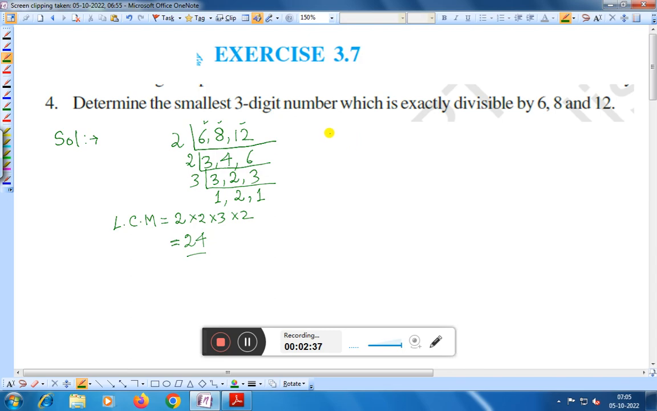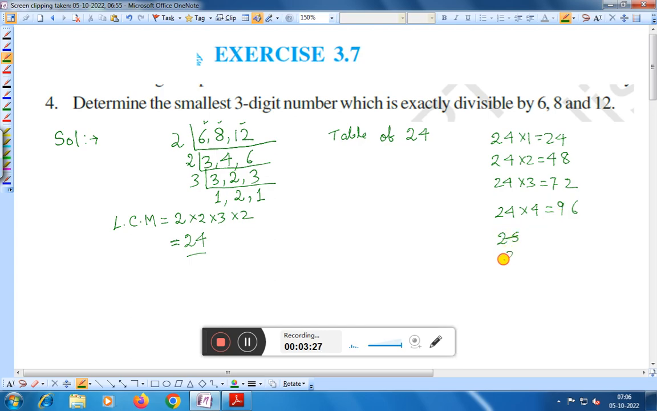Therefore, we have to find the table of 24. 24 into 1 is equal to 24. 24 into 2 is 48. 24 into 3: 3 4s are 12, carry 1, 3 2s are 6, plus 1 is 7, so 72. 24 into 4: 4 4s are 16, 4 2s are 8 plus 1 is 9, so 96. 24 into 5: 5 4s are 20, 5 2s are 10, plus 2 is 12, so 120.